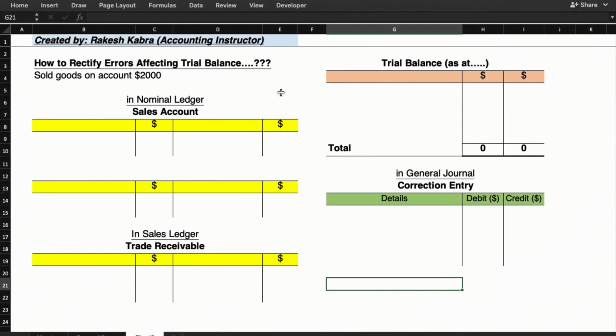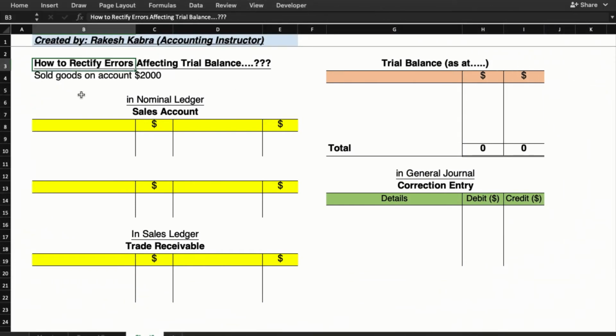Hello everyone. In this video we are going to discuss how to rectify errors affecting trial balance. So let's see. Here we have one transaction: sold goods on account $2000. This transaction will be recorded on the credit side of the sales account.